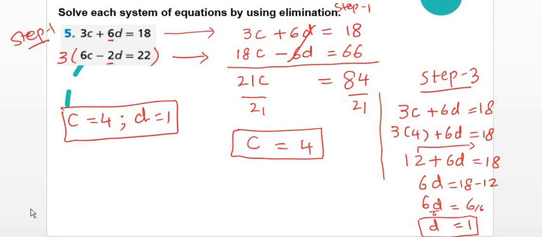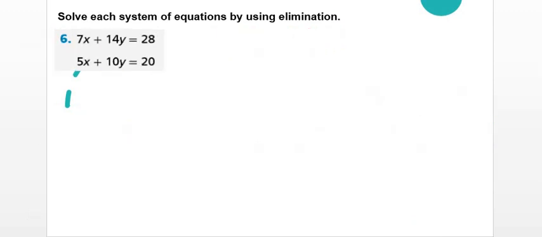Okay, now let's solve a slightly different case. Although the idea is the same, you have to equate any of the coefficients and then do elimination and substitution, but your answer is going to be a little bit different.